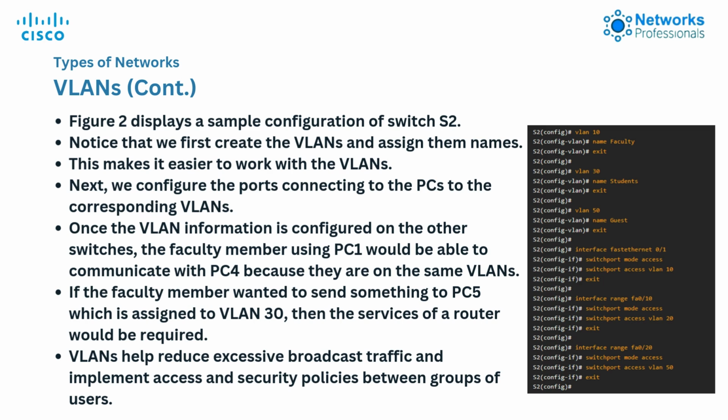If the faculty member wanted to send something to PC5, which is assigned to VLAN 30, then the services of a router would be required. VLANs help reduce excessive broadcast traffic and implement access and security policies between groups of users.